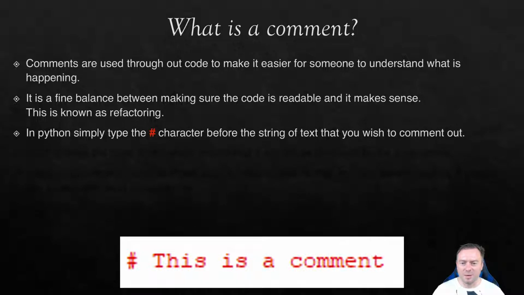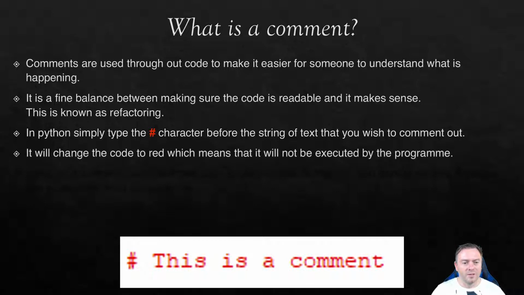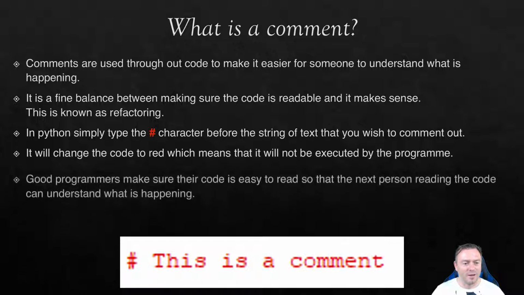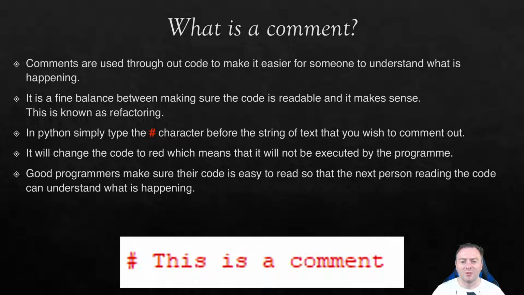Then we've got to basically just use the hash. If you put a hash at the front of any string of text, it blanks out that whole line of code, and it will change the code to red, which means that it's not going to be executed by the program. Good programmers make sure that the code's super easy to read, so the next person picking up the code can understand exactly what's going to happen.